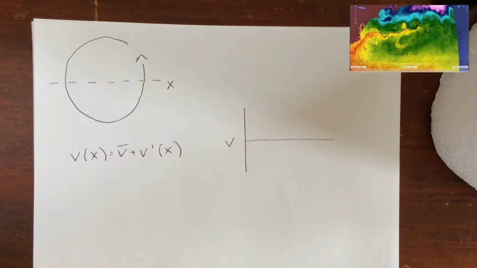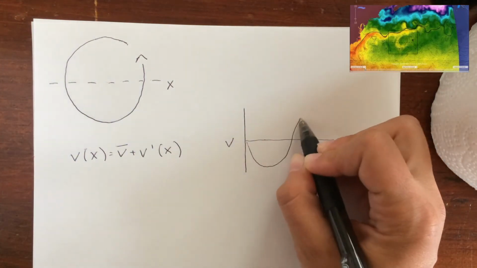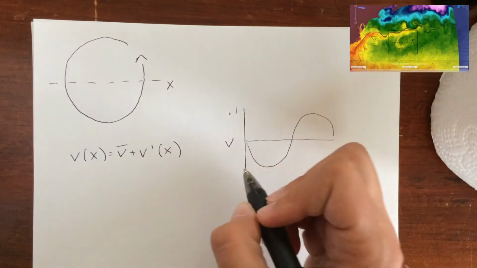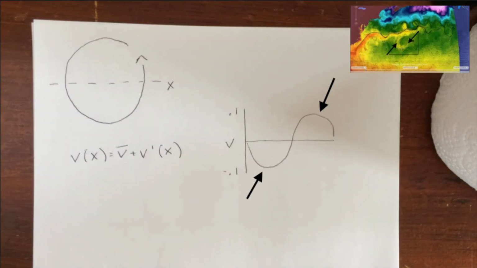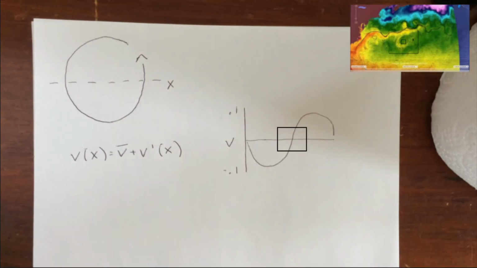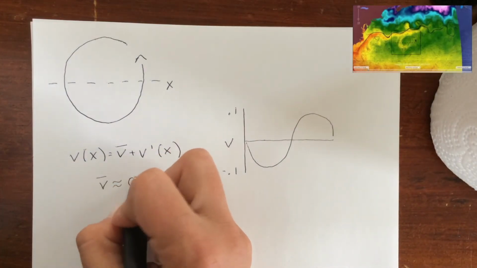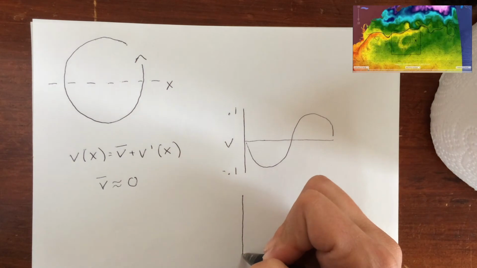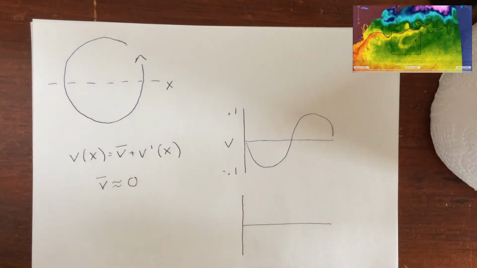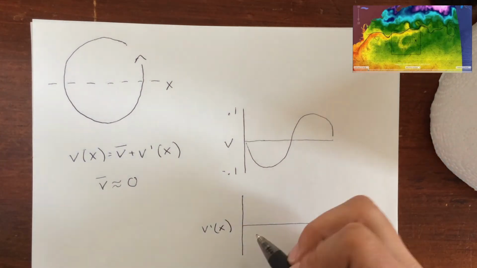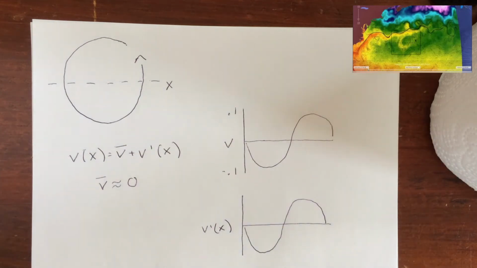Our plot of velocity might look something like this. We have the strongest velocities in the ring of the eddy, but in opposite directions. In the middle, we have little to no velocity. Let's just say we measure velocities between negative 0.1 and 0.1. In this case, our average velocity is approximately 0, so our anomaly and our velocity look just about the same, varying between negative 0.1 and 0.1.